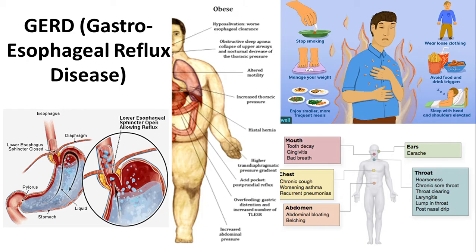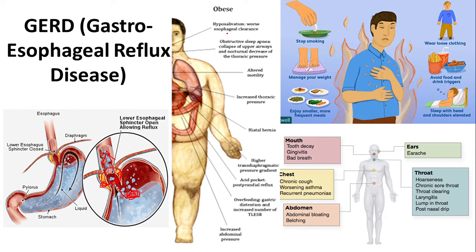For the conditions, you have here GERD, which is actually due to a weakness of your lower esophageal or cardiac sphincter. So gastroesophageal reflux disease is what GERD means. And take a look at this one here, right? So the lower esophageal sphincter cannot close properly, allowing the acid inside your stomach to go upwards and back into your esophagus, which is not healthy.